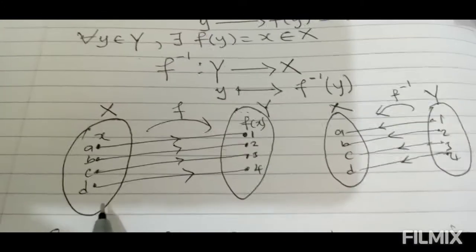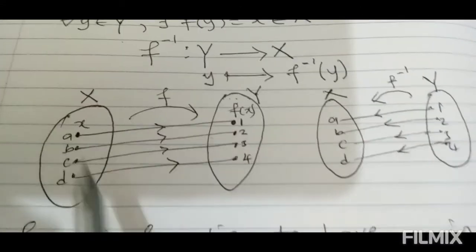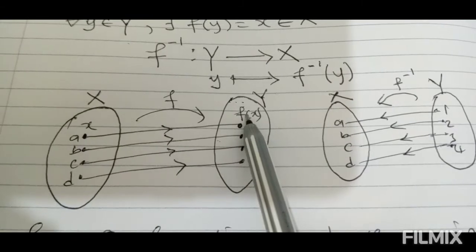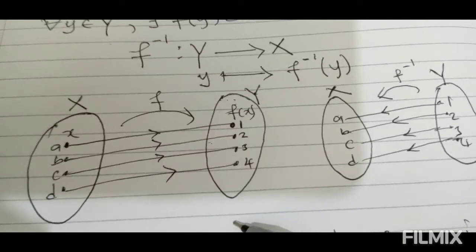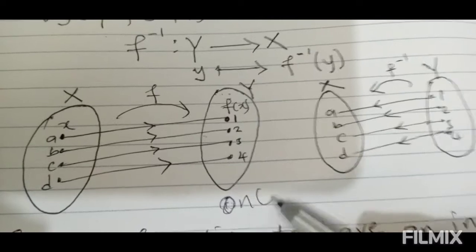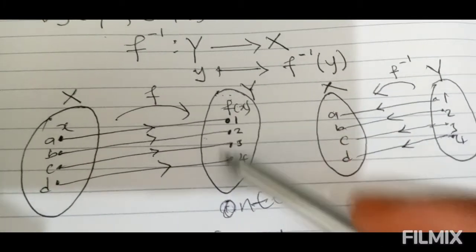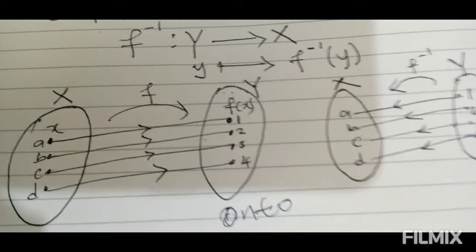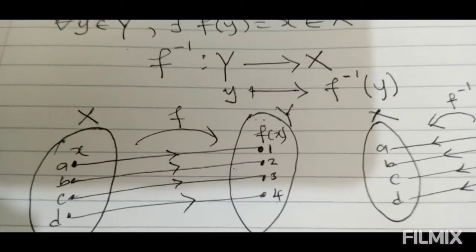So this is a function. This function is 1 to 1 because every element goes to one element. And of course, this function is bijective. It is onto, okay? This function is onto because the range consists of all the members of Y.